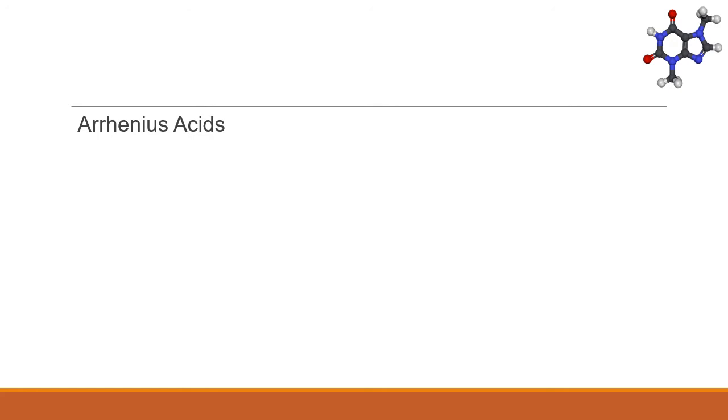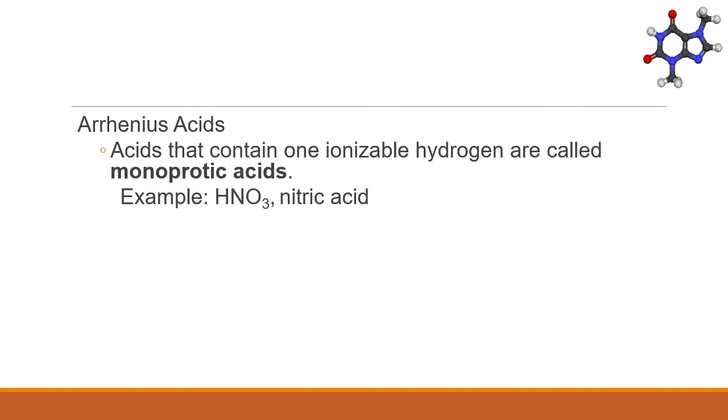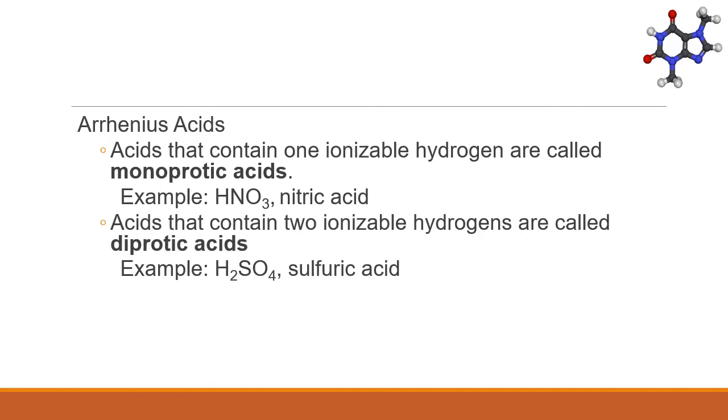Arrhenius further classifies compounds based on how many hydrogen ions they can release in a solution. Acids that release one hydrogen atom that can form ions are called monoprotic acids. An example of a monoprotic acid is nitric acid, which has only one H in its molecular formula. Acids that release two hydrogen atoms that can form ions are called diprotic acids. An example of a diprotic acid is sulfuric acid, which has two H atoms in its molecular formula.